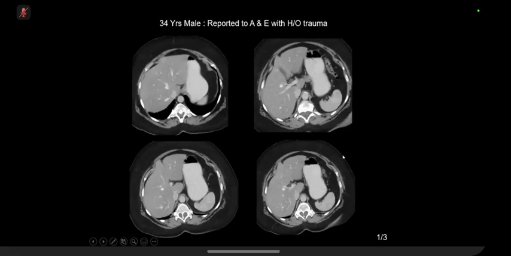Firstly, in terms of a trauma, I'm looking for any obvious traumatic injury. I don't see any free fluid in the abdomen. I'll look at the lungs on lung windows.